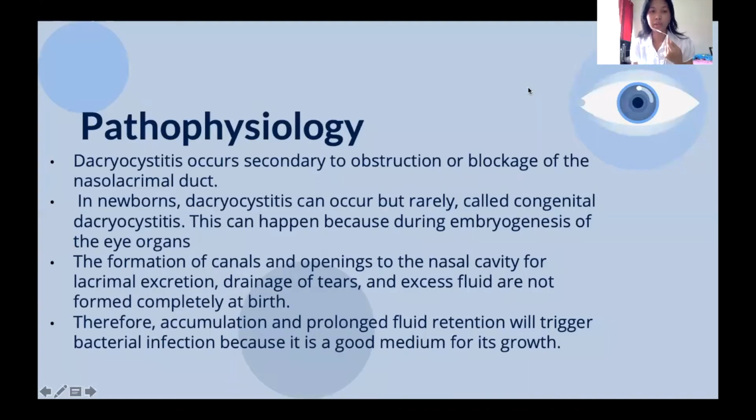My name is Nilan Vitasari, 125. I will explain the pathophysiology of dacryocystitis. Dacryocystitis occurs secondary to obstruction or blockage of the nasolacrimal duct. In newborns, dacryocystitis can occur but rarely, called congenital dacryocystitis. This can happen because of events during embryogenesis of the eye organs.